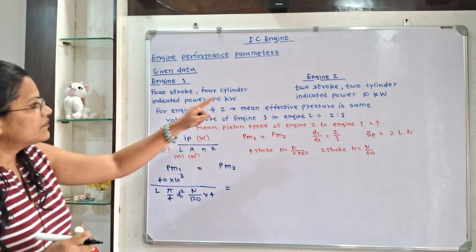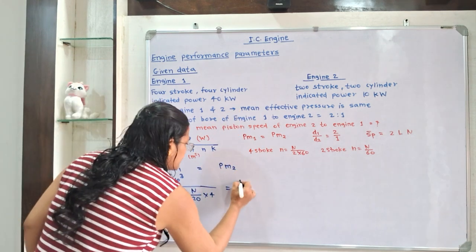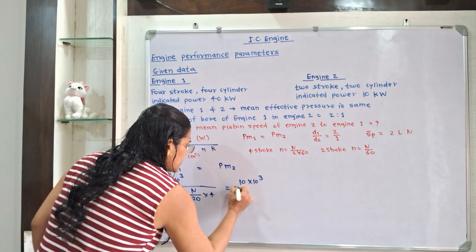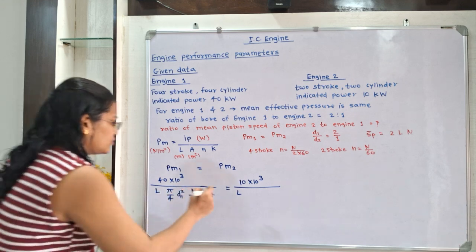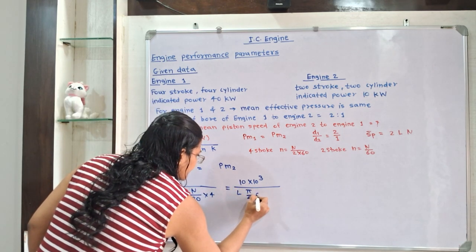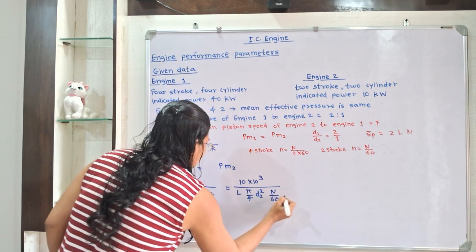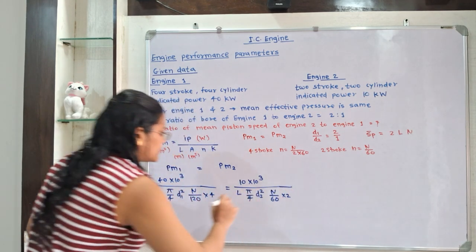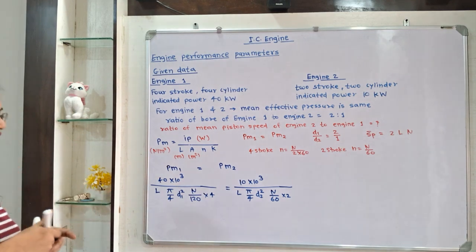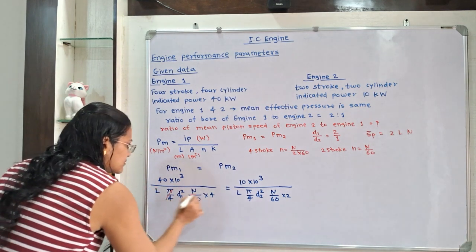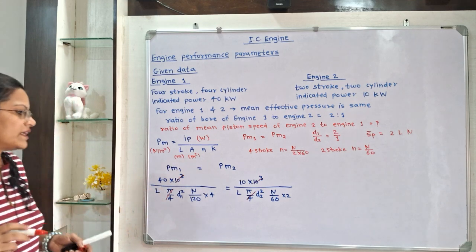In the same way we will write this for the 2-stroke 2-cylinder engine. So the indicated power is 10 into 10 raised to 3, divided by L as it is. Now the area A2 is pi by 4 D2 square. Then capital N by 60, and K is 2, the number of cylinders. Now we will simplify this. So this pi by 4 is getting cancelled, because both are in the denominator. 10 raised to 3 and 10 raised to 3 are also getting cancelled.